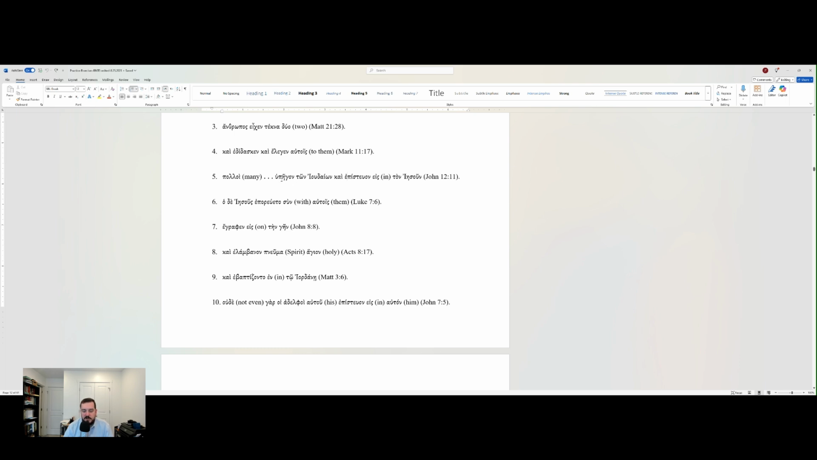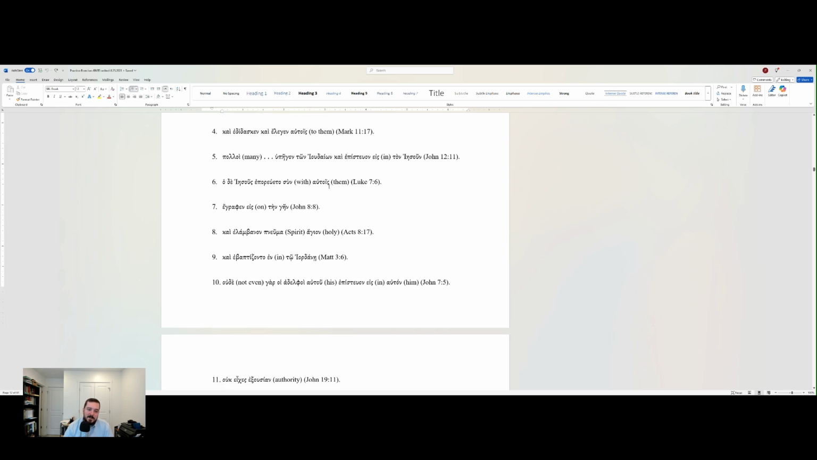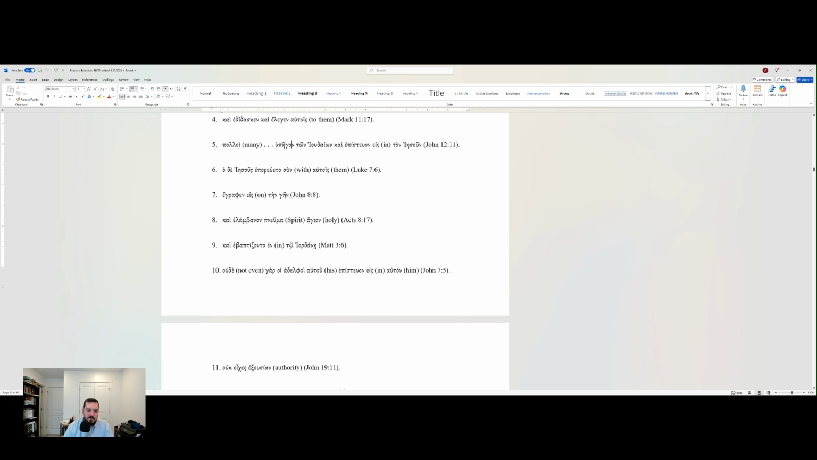It's called a partitive genitive. Partitive would be correct. And they are believing eis ton Iesoun. Remember, now we've got our preposition, and eis is always paired with accusatives. We have our accusative case here, ton Iesoun. So many, there's our subject. Many were going away from the Jews and believing in Jesus.